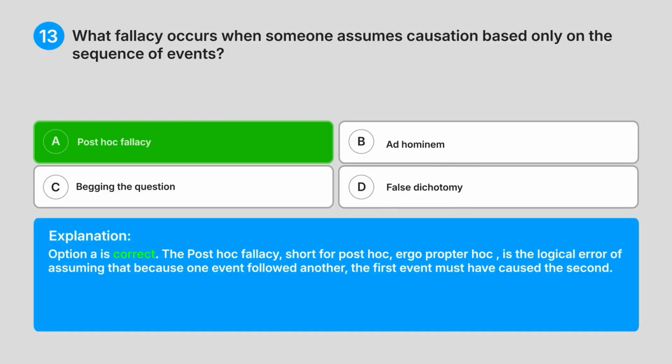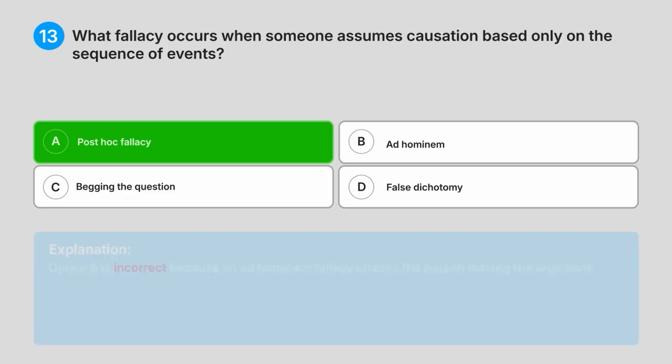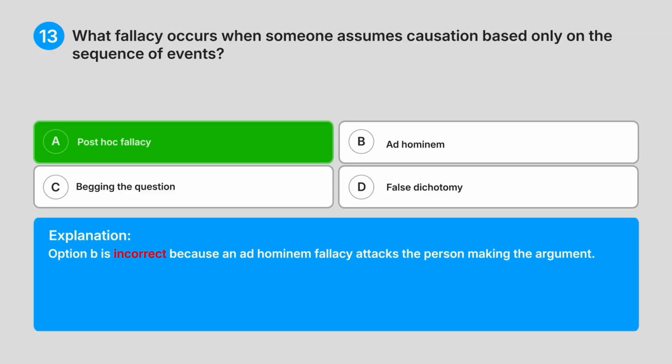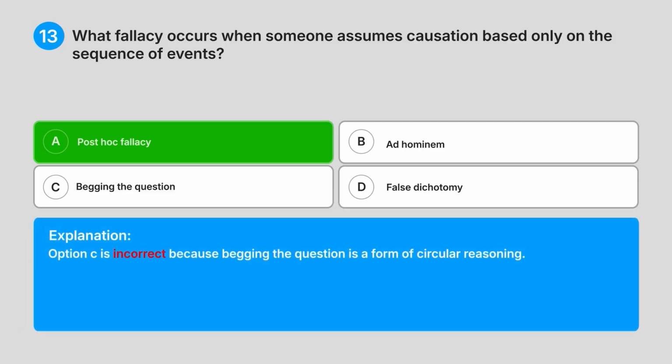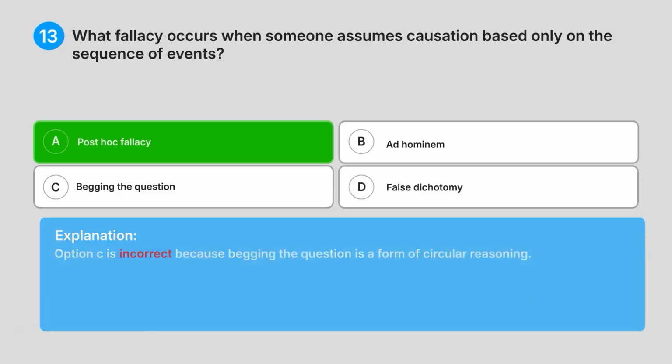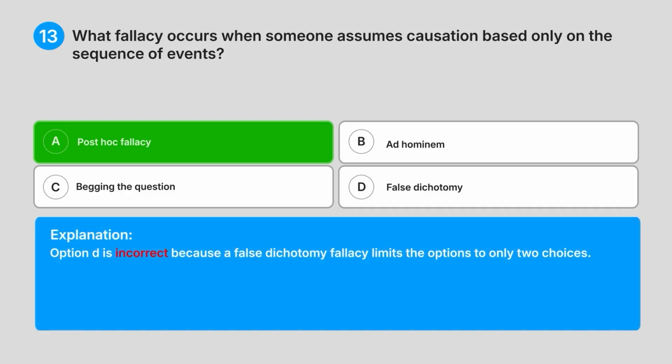Explanation. Option A is correct. The post hoc fallacy, short for post hoc, ergo propter hoc, is the logical error of assuming that because one event followed another, the first event must have caused the second. Option B is incorrect because an ad hominem fallacy attacks the person making the argument. Option C is incorrect because begging the question is a form of circular reasoning. Option D is incorrect because a false dichotomy fallacy limits the options to only two choices.